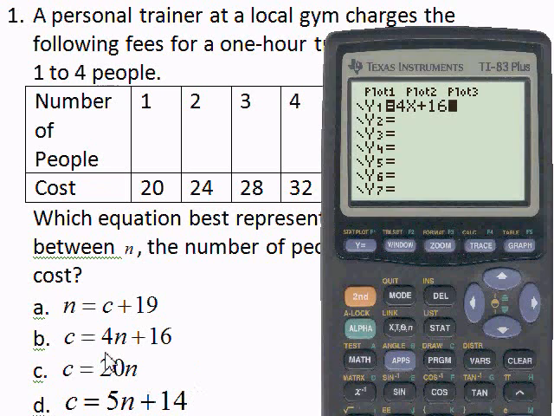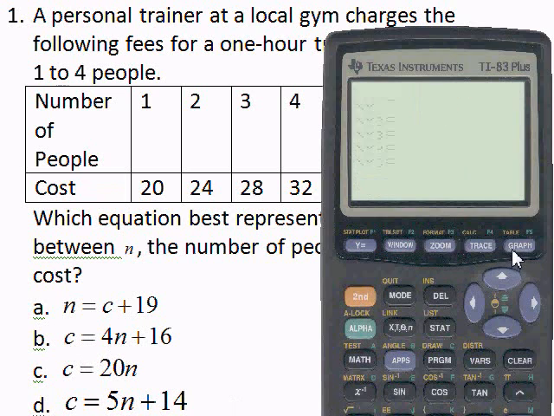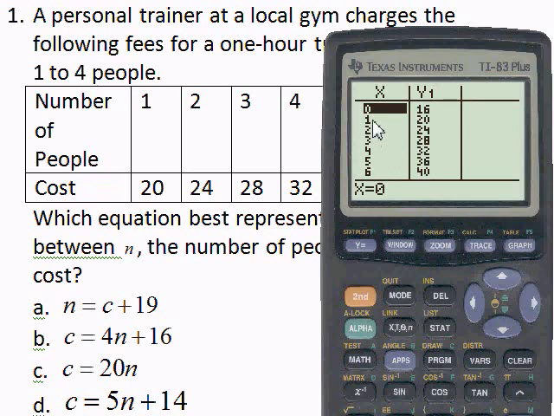Now notice for this one, we're changing the letters. That's okay. We're going to call them c, y, and x. And we go to our table. 1, 20, that matches. 2, 24, that matches. 3, 28, matches. 4, 32, that also matches. So you'll notice that B is the correct answer choice.